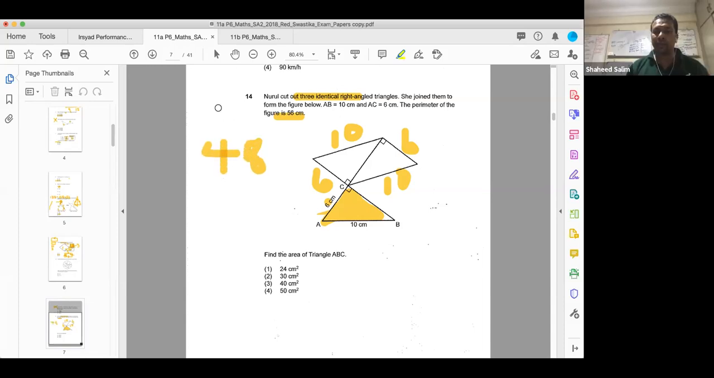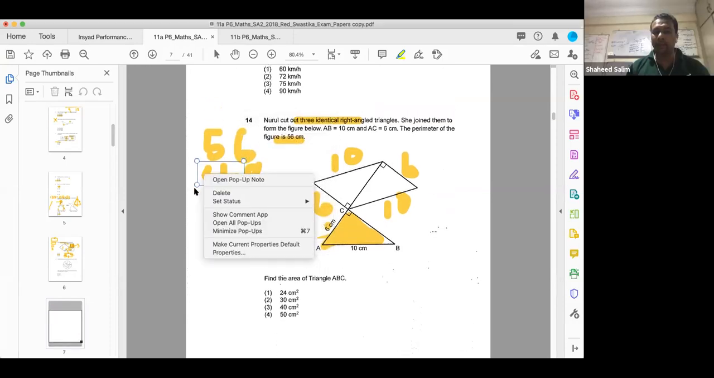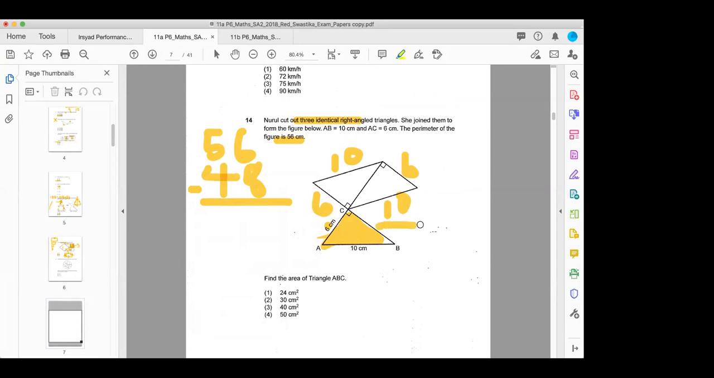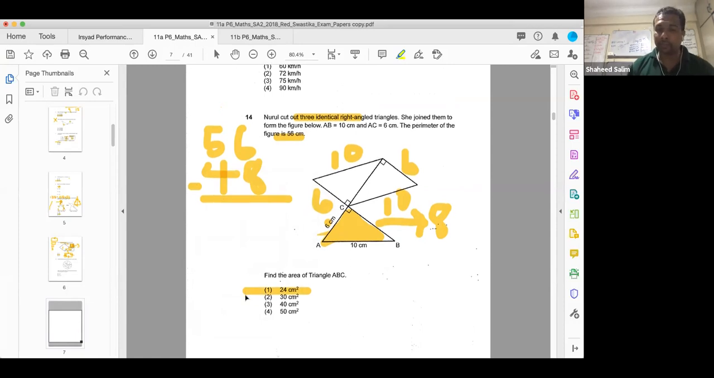Then you take 56 minus 48. Rahana, you can get it now. 56 minus 48. So how much is this length here? That length is 8. Good. So it is half times base times side. Half times 6 times 8, divide, you get 24. Congratulations to Miss Shafika.